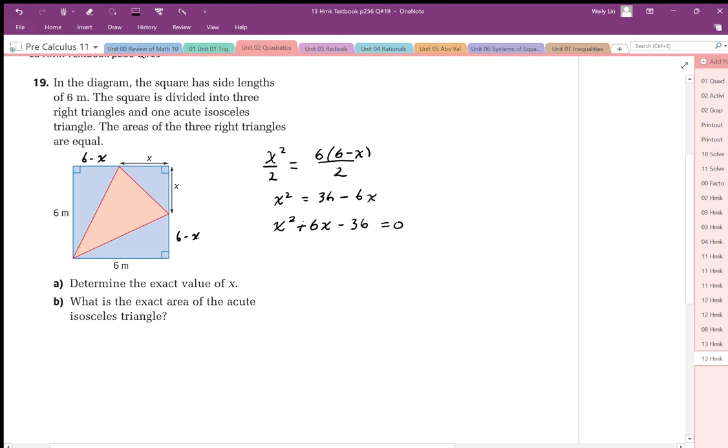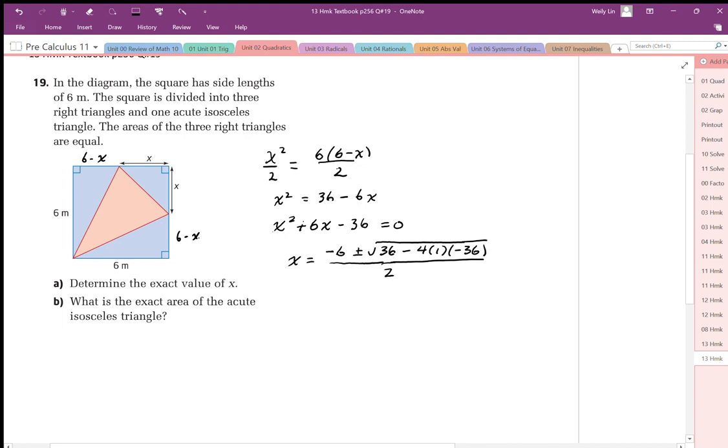And at this point, I'm just going to plug this into the quadratic formula. So in the quadratic formula, I end up with x is equal to negative 6 plus or minus the square root of 6 squared minus 4 times a, which is 1, and times c, which is negative 36. And that's all over 2 times 1, or just 2.